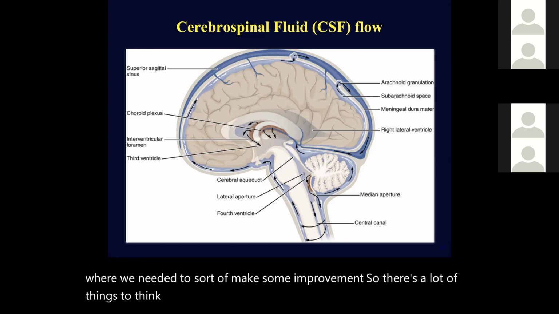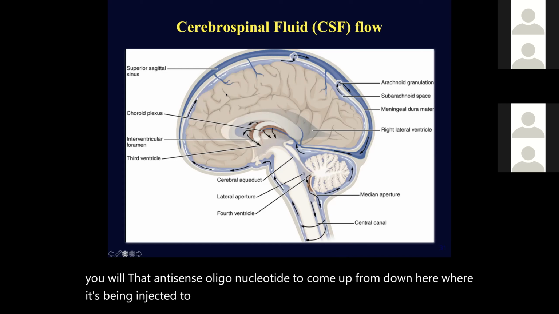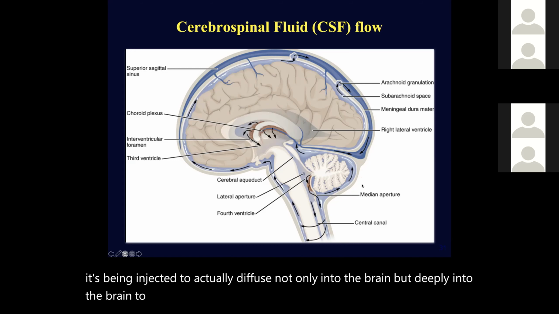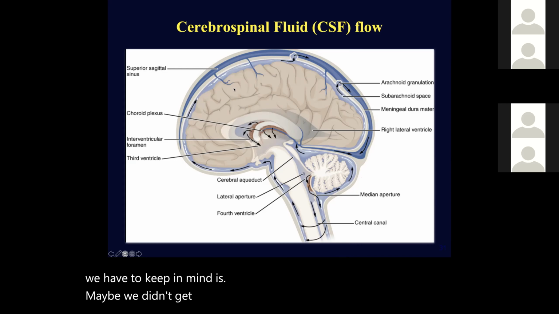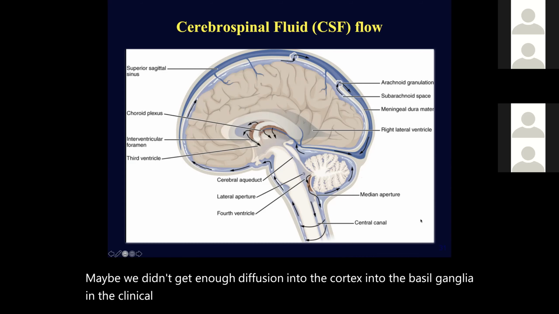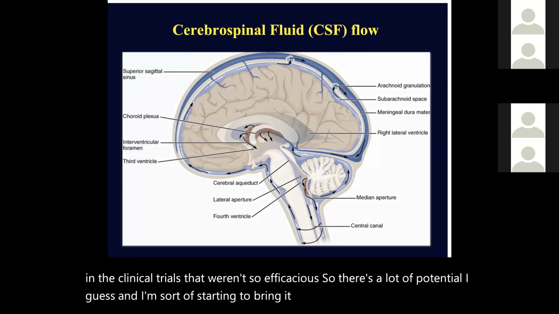We're asking a lot. We're asking that antisense oligonucleotide to come up from down here where it's being injected to actually diffuse not only into the brain, but deeply into the brain, to the area of the basal ganglia. So one of the things we have to keep in mind is maybe we didn't get enough diffusion into the cortex and the basal ganglia in the clinical trials that weren't so efficacious. So there's a lot of potential, and I'm bringing it up now so we can start to think about where the problems may have occurred.